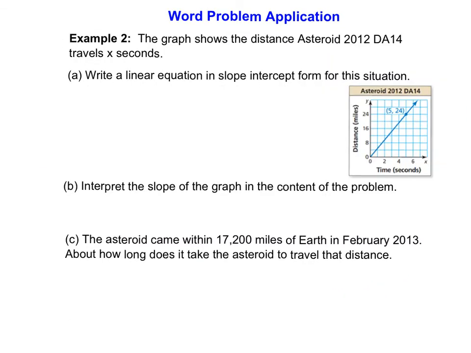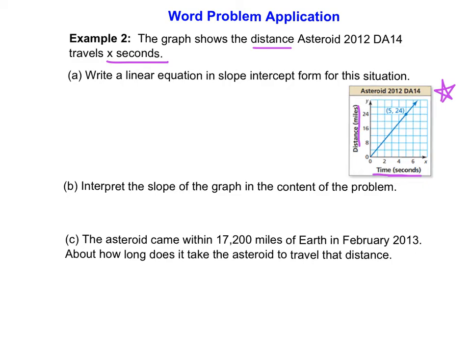So problem number 2 says that this graph over here shows the distance, so you can see that the y value is distance, that asteroid 2012 DA14 travels in x seconds. So we can see that going on. Our y value is distance, our x value is time in seconds, and we can see that represented in the graph. So this first part says write a linear equation in slope-intercept form for this situation. So in order to write a linear equation, we need a point and a slope.